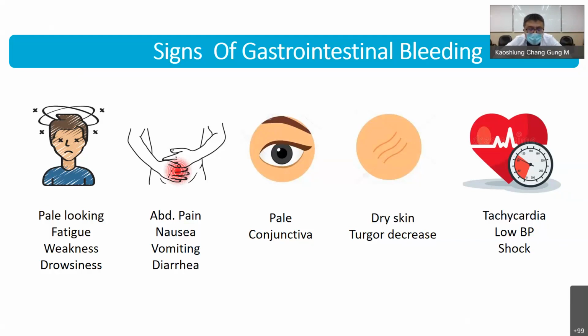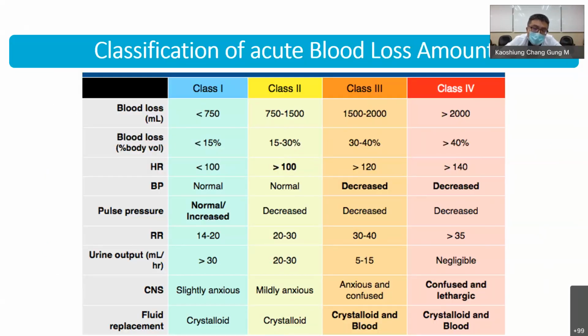When you do the physical examination, the most important thing is to check whether the patient has any signs of shock, like tachycardia, low blood pressure, or dry skin. This table is from the ICU book and teaches us how to predict the amount of blood loss. But I think this is a complex table and hard to remember. This is for your further reference.